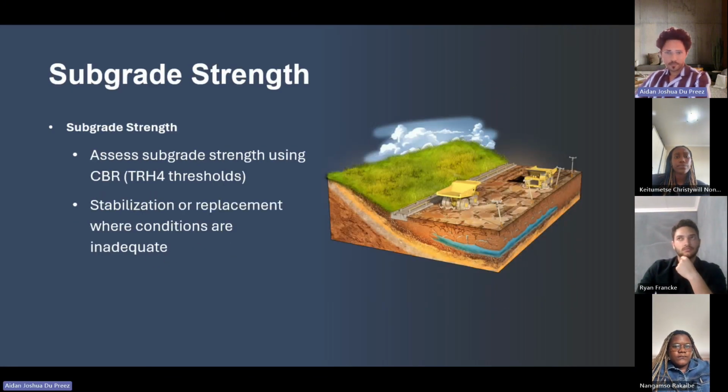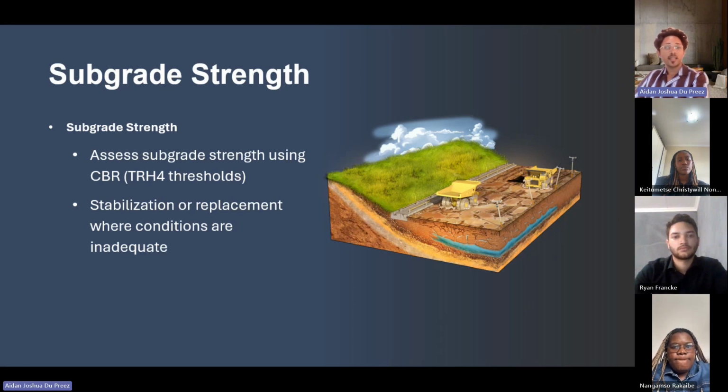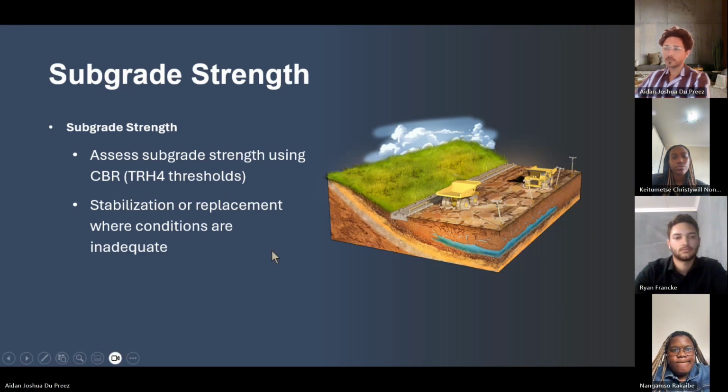Subgrade strength. The subgrade layer acts as a foundation for the entire road. If it is too weak, the upper layers will fail. The CBR test measures how much pressure the subgrade can handle. The TRH4 specifies an acceptable threshold, and anything below this requires stabilization with additives like lime and cement, and replacement with stronger materials if the stabilization is not feasible.